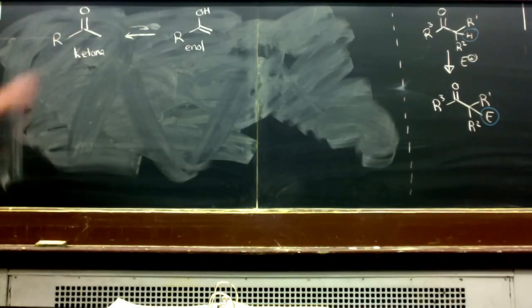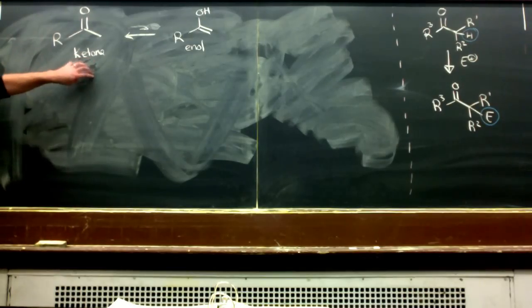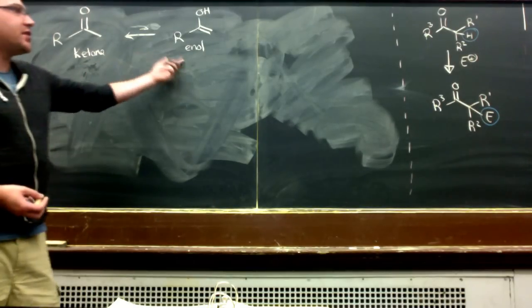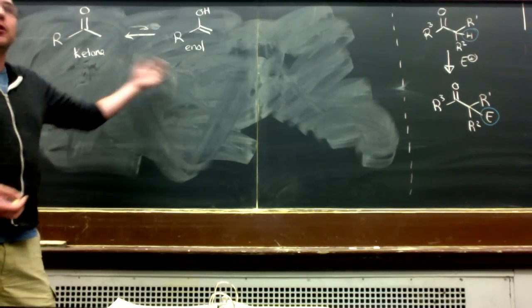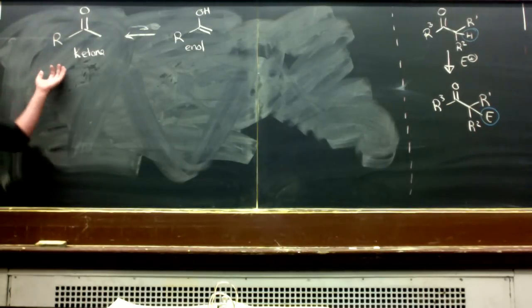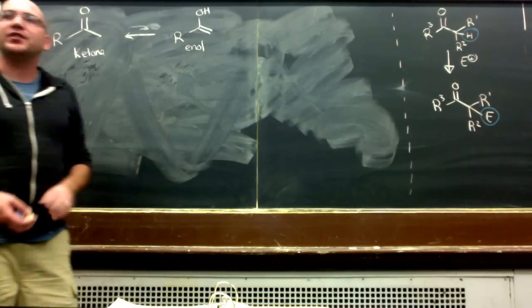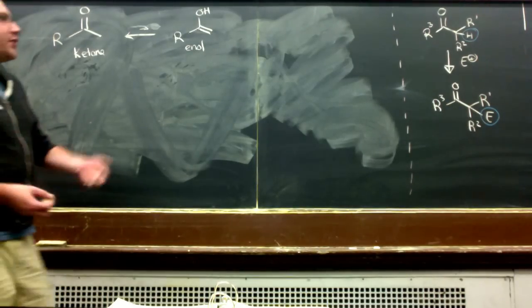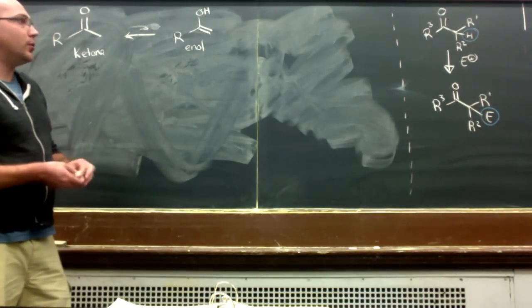So we've seen in the past that this sort of equilibrium exists, that this one is the major one, but at equilibrium, you might have, who knows, I'm just going to say 1,000 molecules of this in solution, and maybe 1 molecule of this in solution. But oftentimes chemistry will be driven through the enol form.